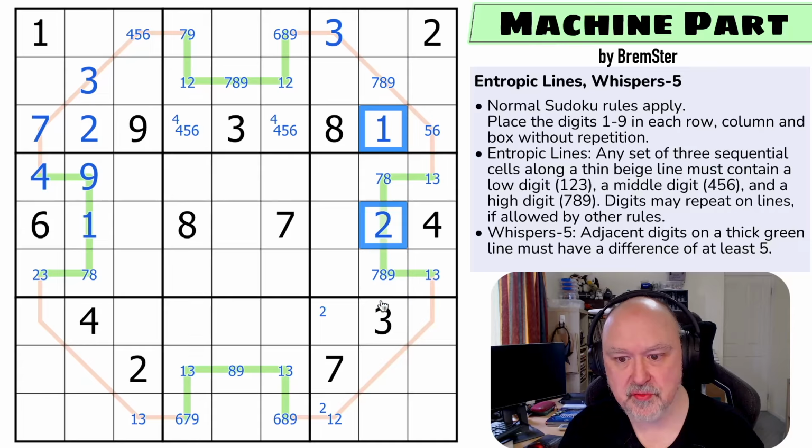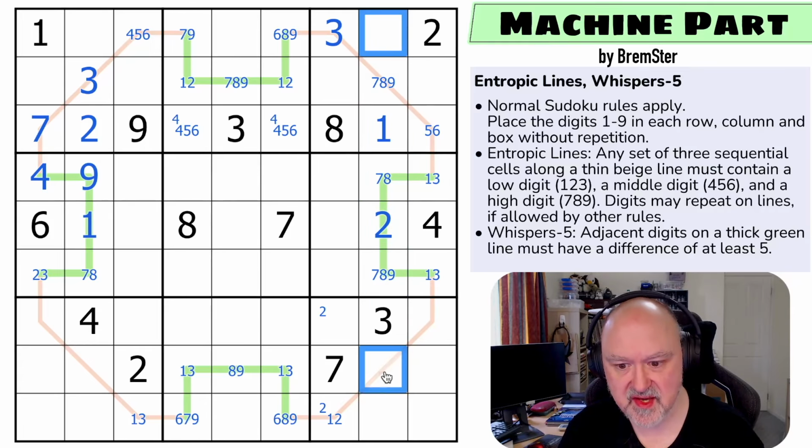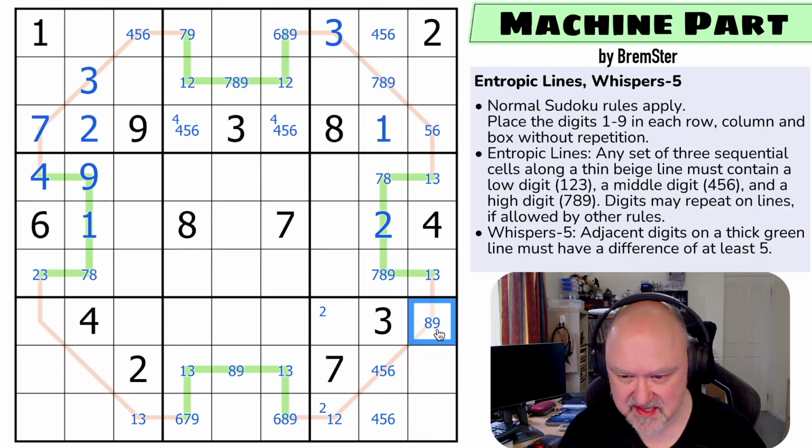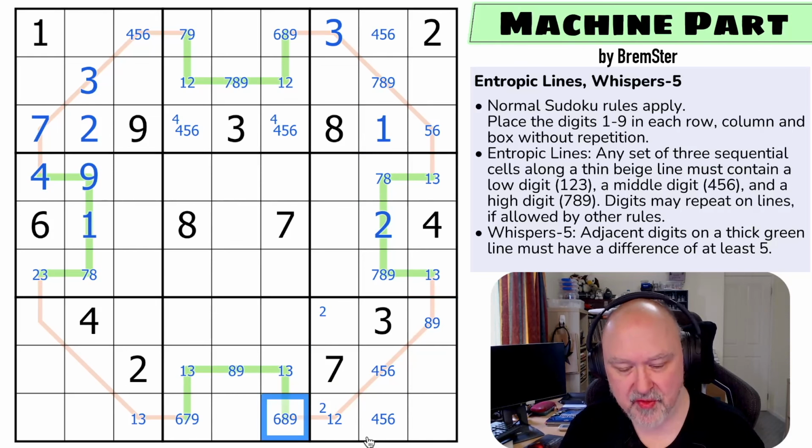So I've got 1, 2, 3, 7, 8, 9. So these are 4, 5, 6, meaning that is a middle digit on this entropic line. So I've got low, I've got middle. This has to be high. It has to be 7, 8, 9, and it's not 7. That's 8 or 9. But now I know that that is not 6 because then this would be middle, low, middle, and that doesn't work.